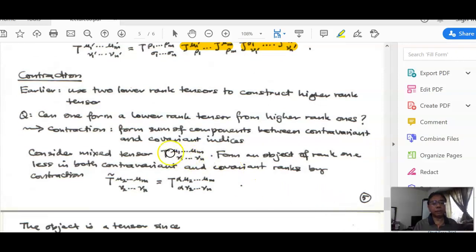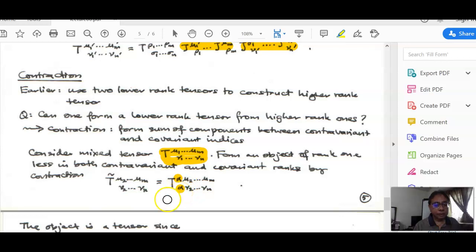An example of this is given by this mixed tensor. You have m indices on top and n indices at the bottom, but let's suppose we make two of these indices the same. So one of them is, say, alpha on top and then alpha at the bottom. Here's alpha, here's alpha. In this case we take mu 1 as alpha and nu 1 as alpha. And remember that when you have a repeated index, these are going to be summed. So these are dummy indices.